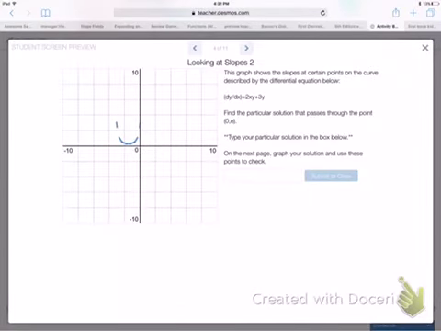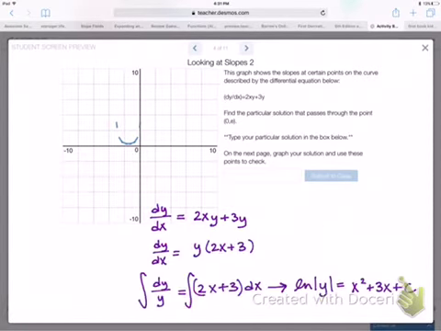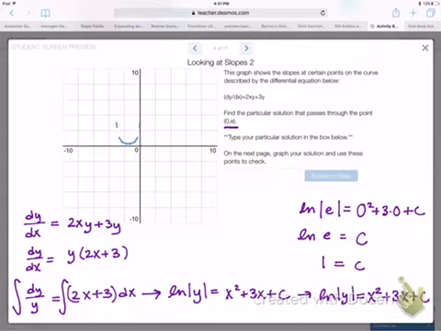You guys remember this equation from our Desmos activity? It looks like we have almost like a parabola here, right? And if you were to solve this differential equation by separating your variables and integrating, you got this, right? And then you used the ordered pair that we were given to find a particular solution. And most of you ended up with this.